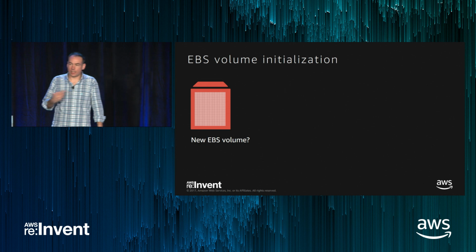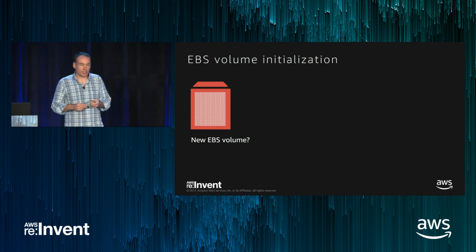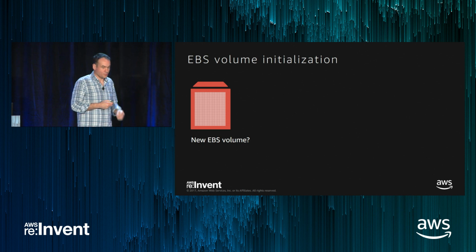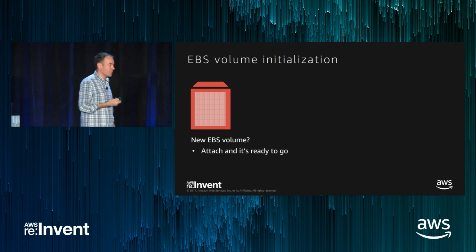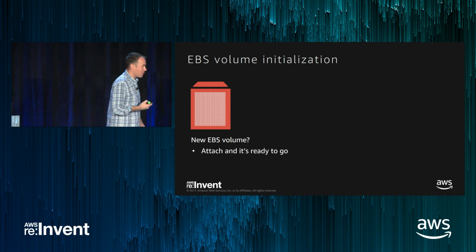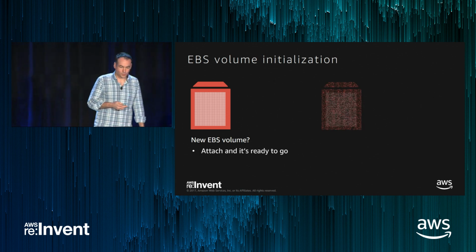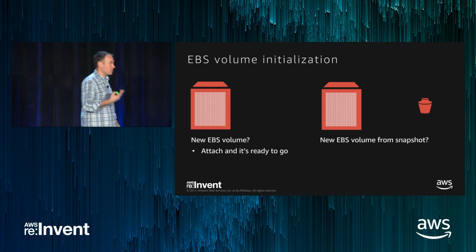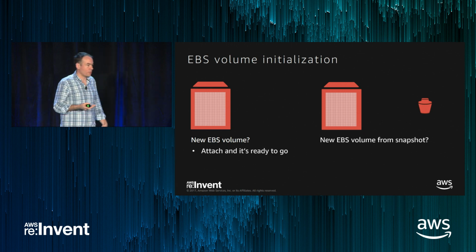So another question that I often get is, what about EBS volume initialization? And how do I get the maximum performance out of my volume? So if you have a new EBS volume, just attach it to your instance. It's ready to go. You'll get full performance out of it. If you've got a volume from snapshot, EBS pulls that data out of S3 in the background. And we do this without you having to worry about it.